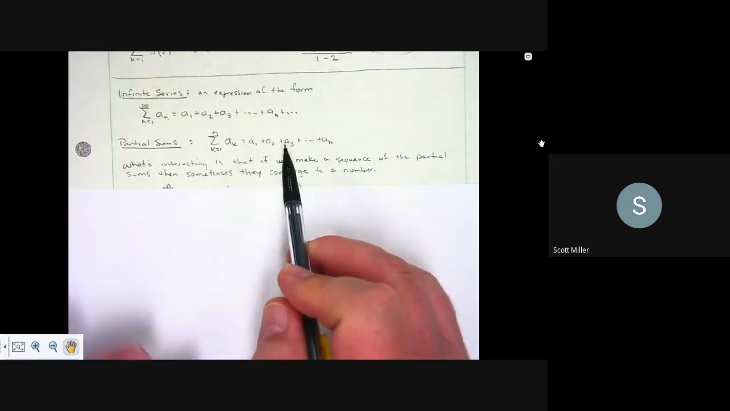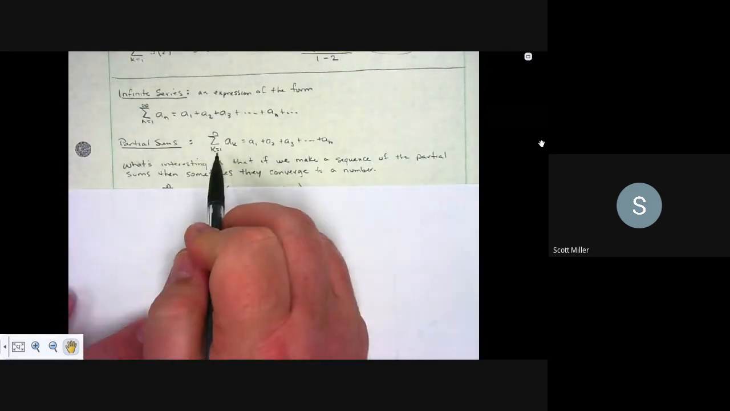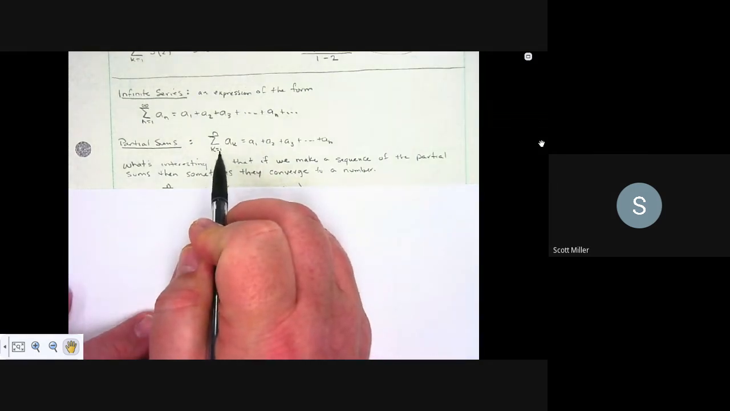So what is interesting is that if we make this sequence of partial sums, in other words, what they're saying here is this: what's the sum when k is 1? And you get a number. And then, well, what is the sum when k is 2? And then you get a number. And you keep doing that. So for example, I'll use this one up here to illustrate what I'm talking about.